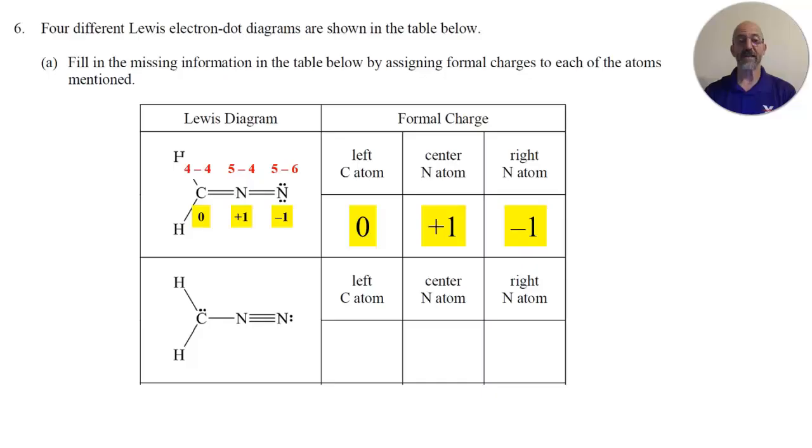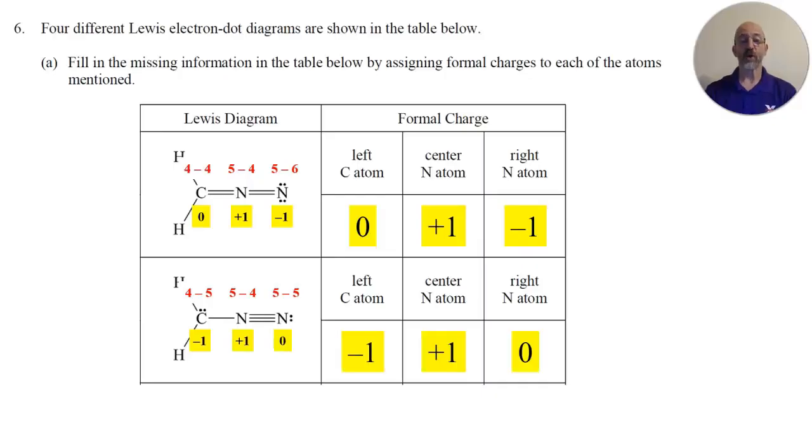Now moving on to the next Lewis electron dot diagram. Again, carbon has 4 valence electrons. I see 2 dots and 3 bonds, so that would be 4 minus 5, which is negative 1. Nitrogen has 5 valence electrons. I see 4 bonds, so 5 minus 4 is positive 1. Nitrogen has 5 valence electrons, and I see 2 dots and 3 bonds, so 5 minus 5 is 0.